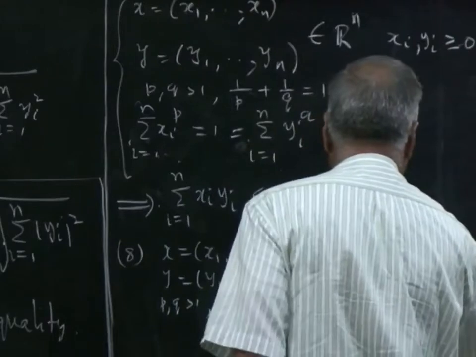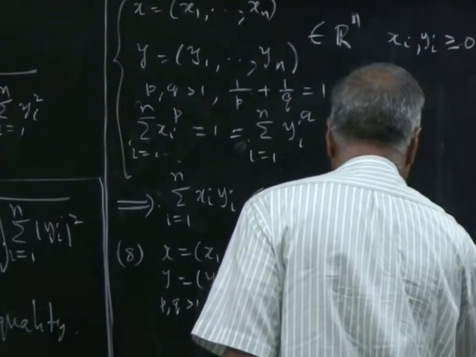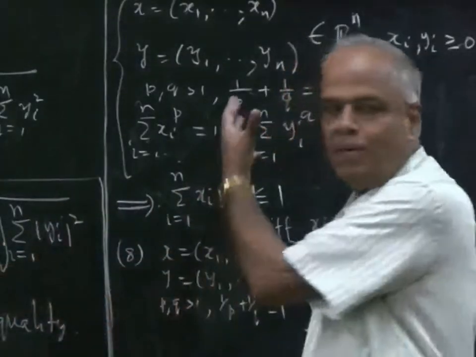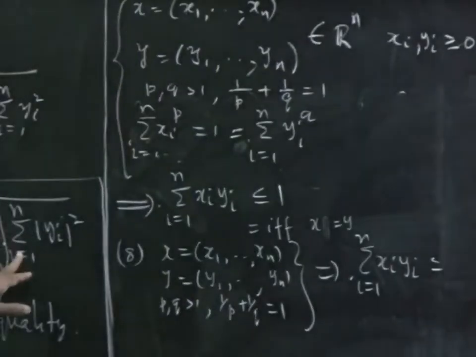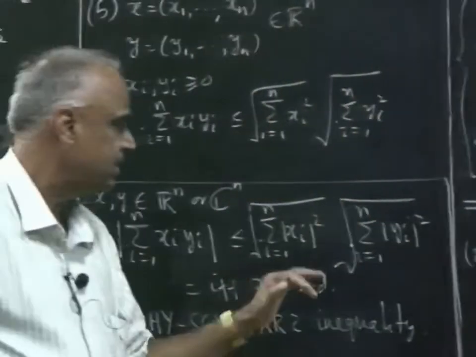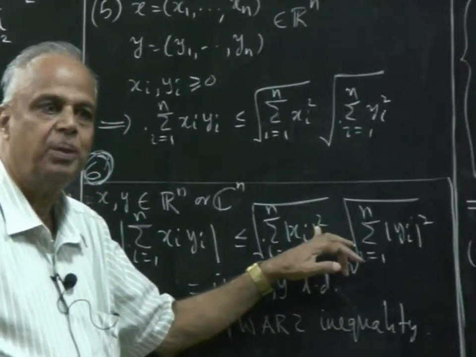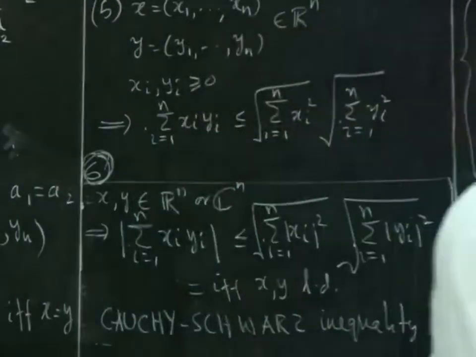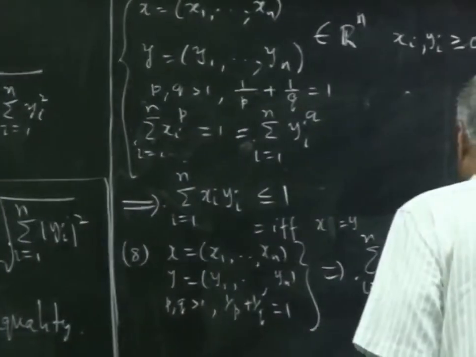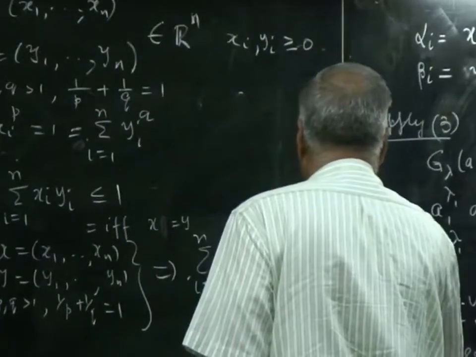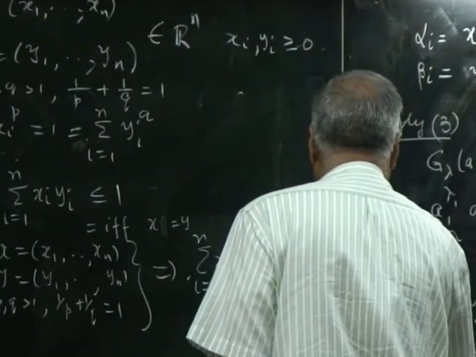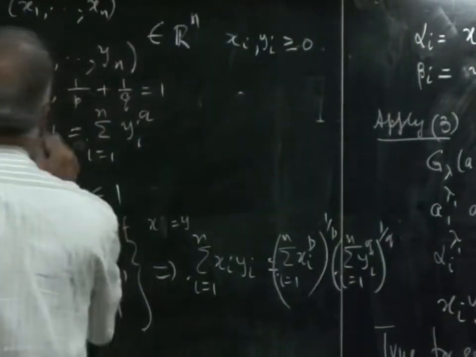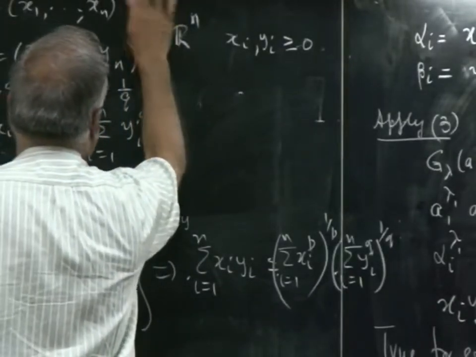That implies summation xi yi, i equal to 1 to n, is less than or equal to. Previously, the denominator went to the other side and gave us this product. Now what did it do? On the other side, I will get the power 1 over p. So that will become summation i equal to 1 to n xi power p to the power of 1 over p, summation i equal to 1 to n yi to the power of q, to the power of 1 over q. Of course, I have forgotten the fact that xi, yi are greater than or equal to 0.